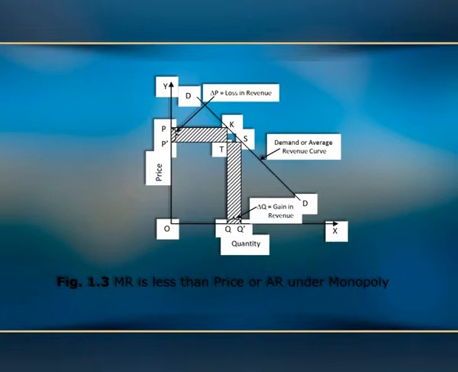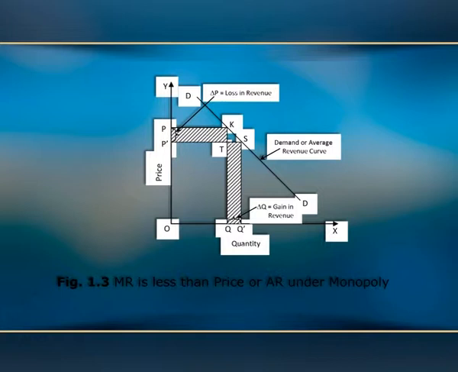Thus, by selling one unit more, QQ' or delta Q equal to 1 of the product, and with the reduction in price to OP', the monopolist's gain in revenue is equal to the shaded area QTSQ'. Since the previous units OQ are now sold at a lower price OP', the loss in revenue on these units is equal to the shaded area PKTP'.